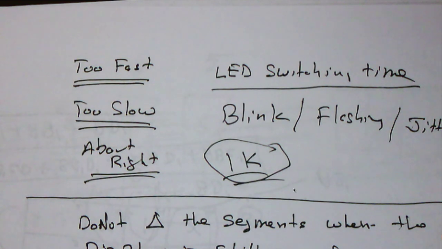The human eye integrates with enough of an integration constant, or with enough time, that if we get the clock right, and we don't change segments when we're powered, and we don't do it too fast or too slow, it'll look pretty good. And so this will let you play with this, and it's really a lot of fun to do it. So that's the lab, and hopefully you'll really enjoy the lab.